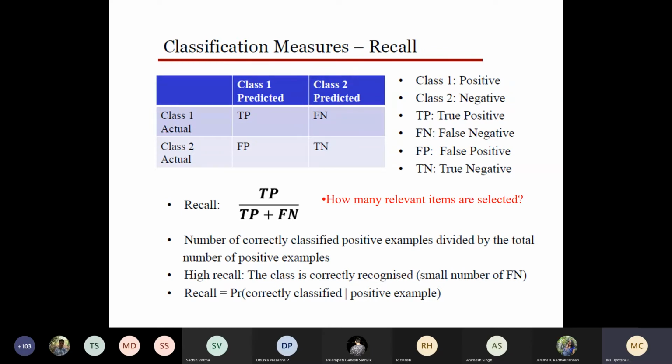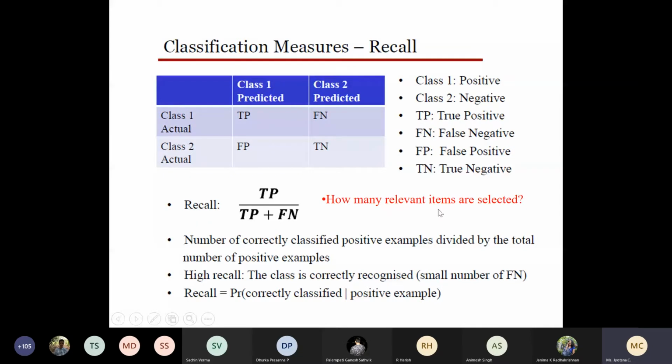Okay, so TP by TP plus false negative. That means actually how many people are COVID positive, and from that, how many you classified correctly. So maybe you just consider, okay, 60 COVID positive patients are there. From that, only 50 you had classified correctly. 10 it is misclassification only. So that 50 divided by 60. Okay, so that is called as a recall.